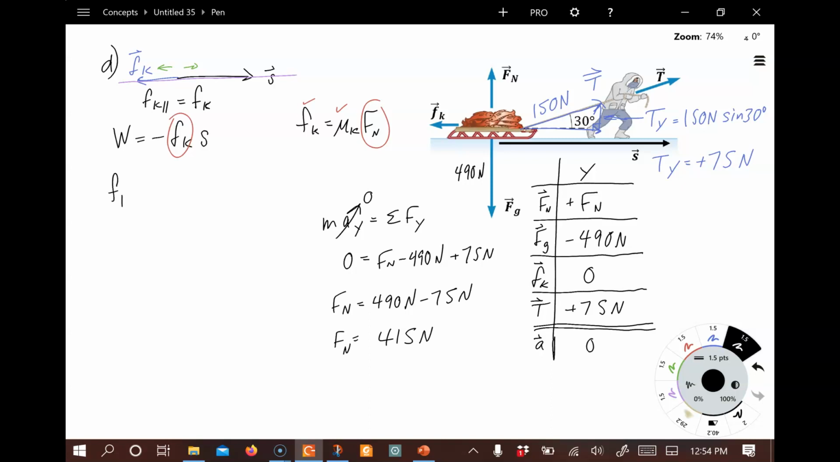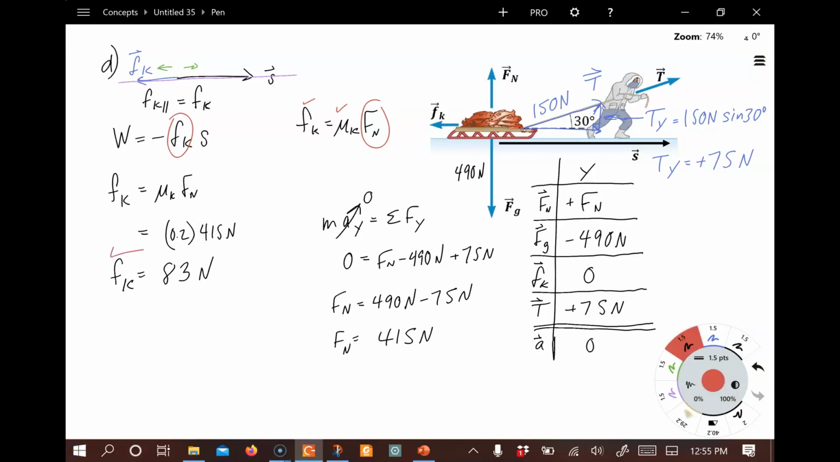And we can calculate what Fk is now, right? Fk is going to be equal to mu k Fn. And in this problem, mu k is equal to 0.2, and Fn we just saw is 415 newtons. Plug that into your calculator, and 0.2 times 415 is 83 newtons.